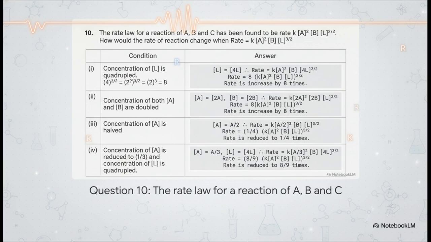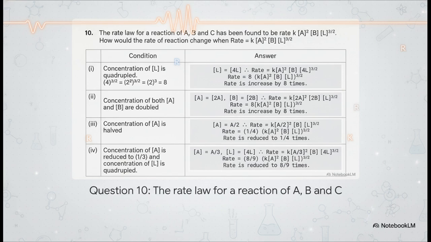Number 1. Concentration of B is quadrupled. Let's plug that in. 4 to the power of 3/2 simplifies to 8, so [B] becomes 4[B], giving us rate equals 8 times K, [A] squared, [B] to the power of 3/2. The final answer, rate is increased by 8 times.